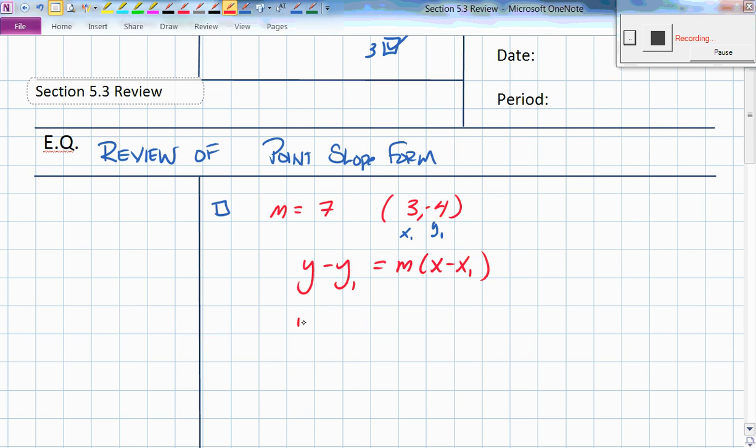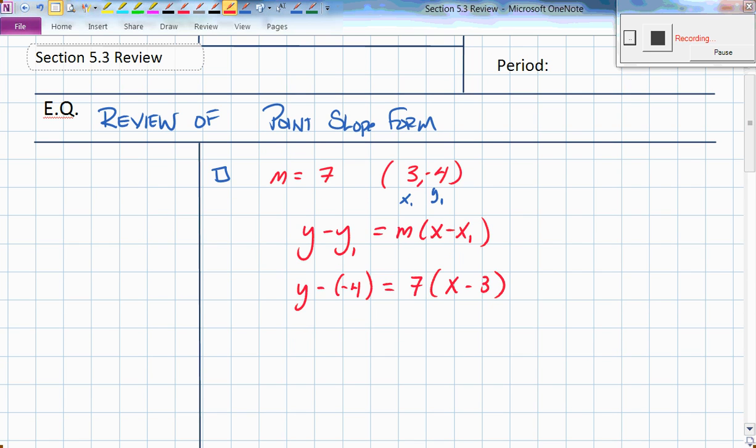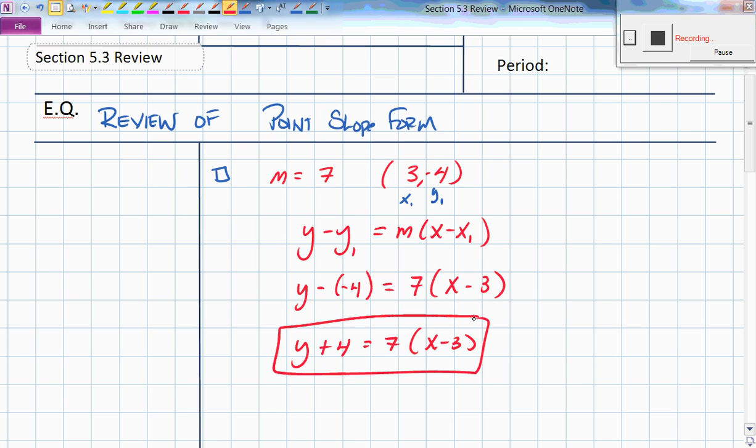We're going to say y minus the value of y sub 1, which is negative 4, equals the slope, which is 7, times x minus 3. Now, the only part I have to clean up is this y minus a negative. What's a negative minus a negative? That's positive. So this is going to be y plus 4 is equal to 7 times x minus 3. That is in point slope form.